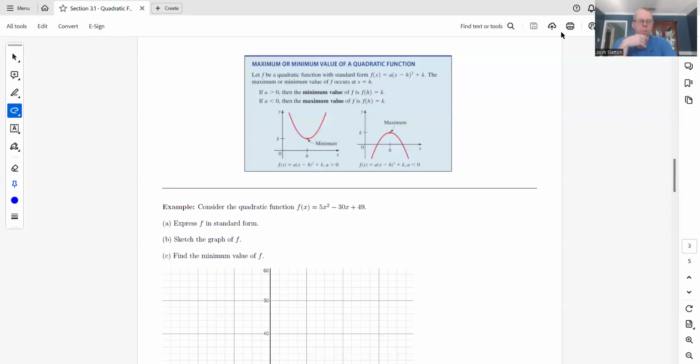All right, so this one we're going to start with talking about the max and the min. We kind of ended with that on the last video. The max and the min is wherever the vertex is. So we can find the vertex. We talked about that one in the last video. And wherever that is, if A is greater than 0, it's minimum. If A is less than 0, it's maximum. And that's really all there is to it. The max or min value is the y part of the vertex, or k if we're written in standard form.